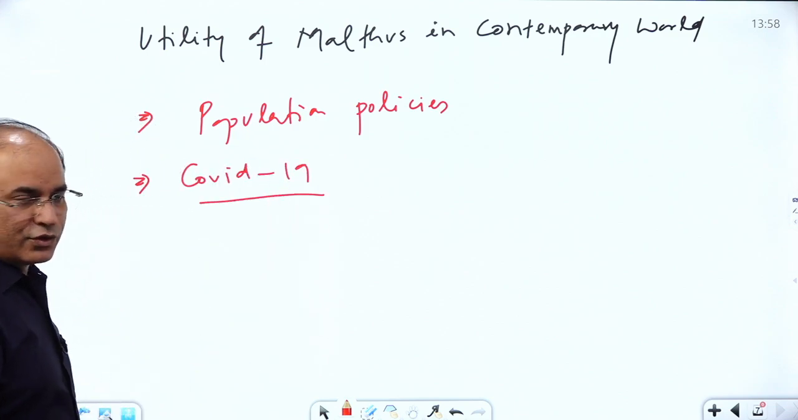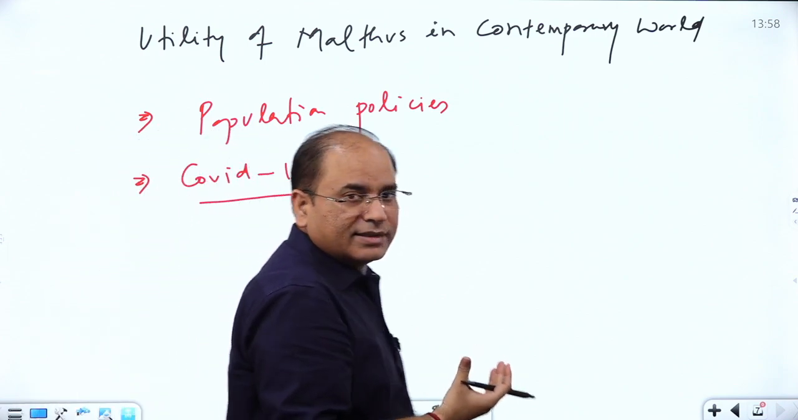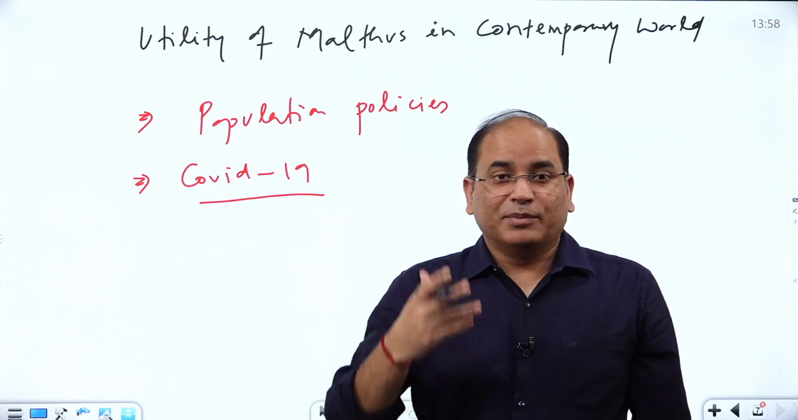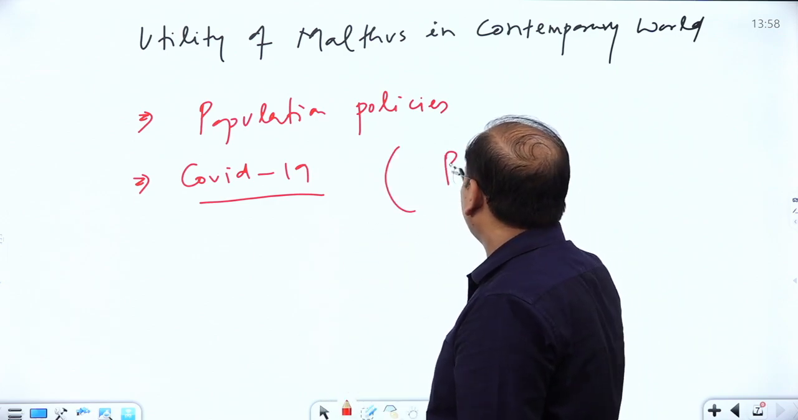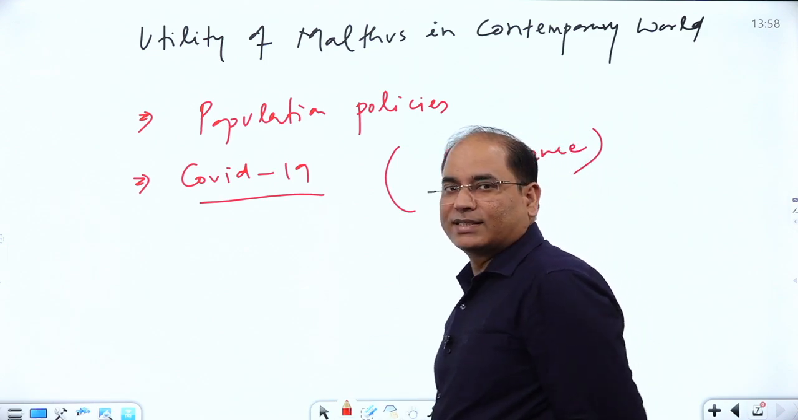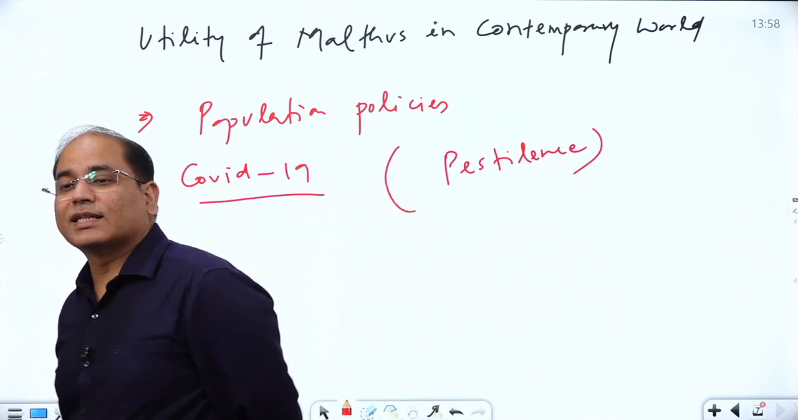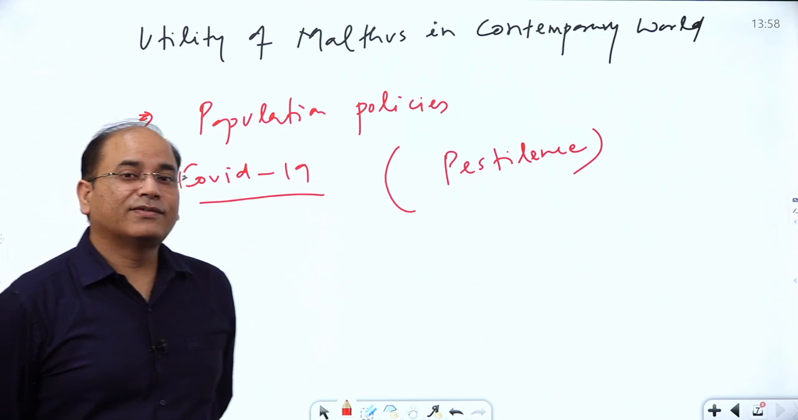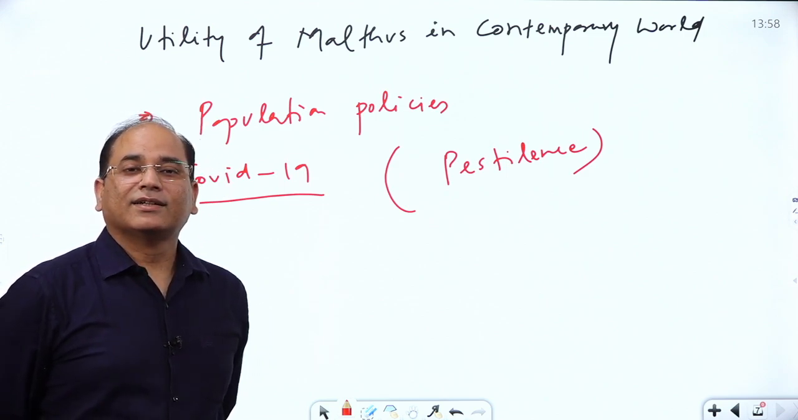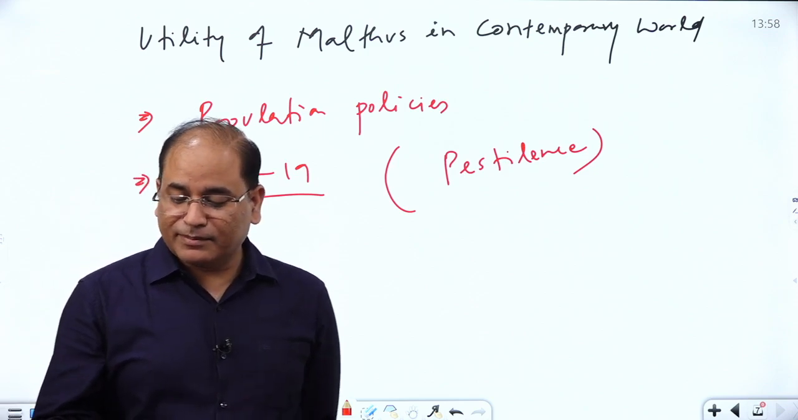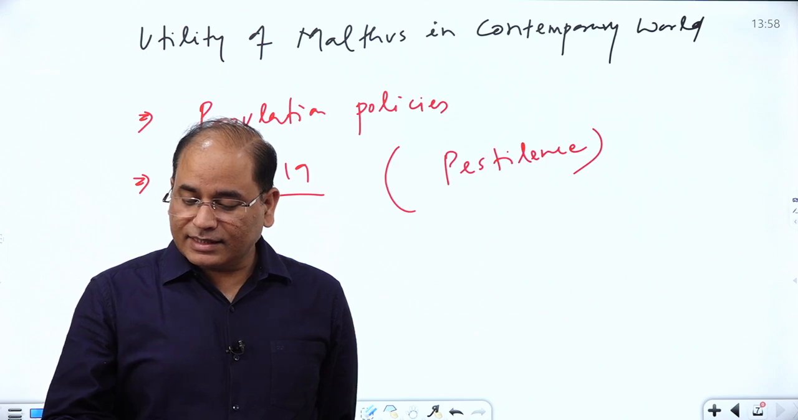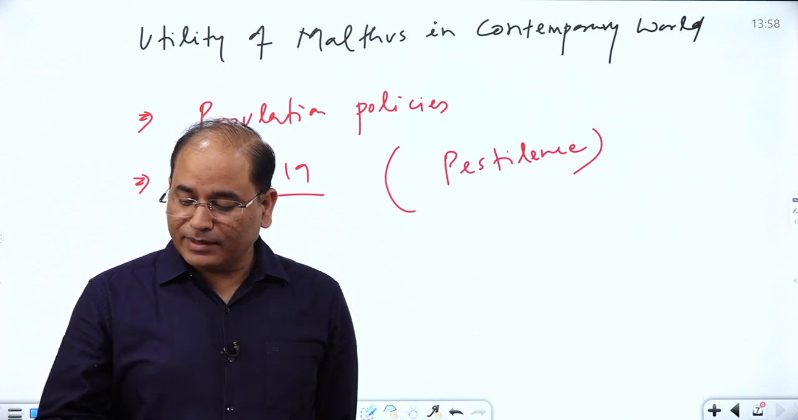Then when you start looking at some contemporary things like COVID, what will happen? COVID-19, because Malthus is suggesting pestilence. So Malthus is suggesting that there is a case of pestilence. What is pestilence? Epidemics. So Malthus was suggesting epidemics, and he has suggested that yes, there can be epidemics.